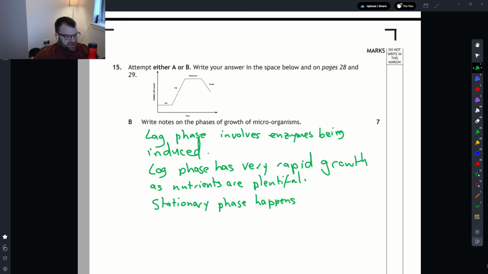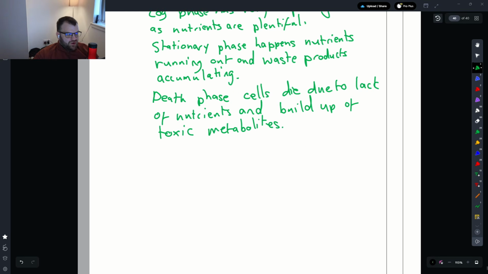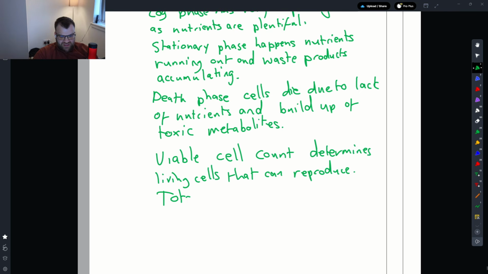So stationary phase is happening when food nutrients are starting to run out. And then also your waste products are accumulating. And in death phase, the cells will die due to lack of nutrients and build-up of toxic metabolites, so things that are being produced, waste that's going to kill them off. There are different types of counts that we can do, viable and total. So viable cell count is the living ones. And then your total ones are just everything, dead and alive.